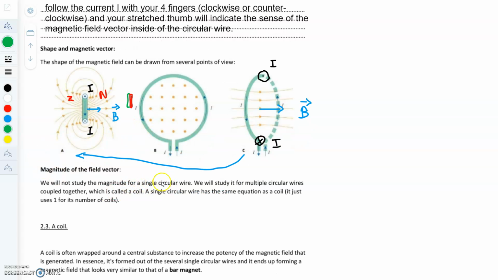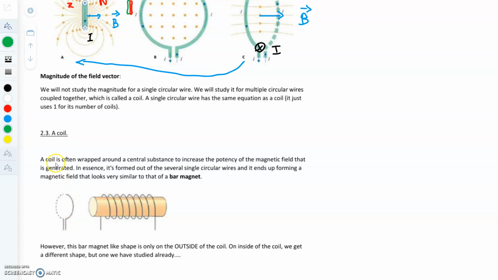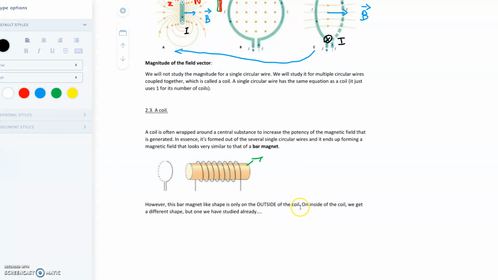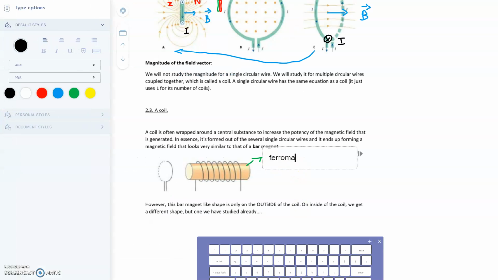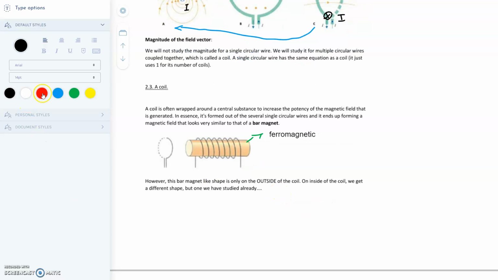Now, how strong is this field vector? For a circular wire, we will not be looking into this any closer, but we will do so for a coil. Now, what is a coil? In essence, a coil is often wrapped around a central substance to increase the potency of the magnetic field. So in other words, the bar in the center here will most likely be a ferromagnetic metal. Why ferromagnetic? Well, we will learn that this will increase the strength of this magnetic field.